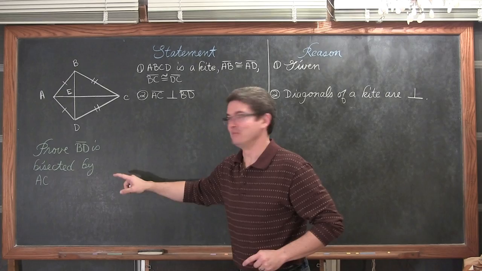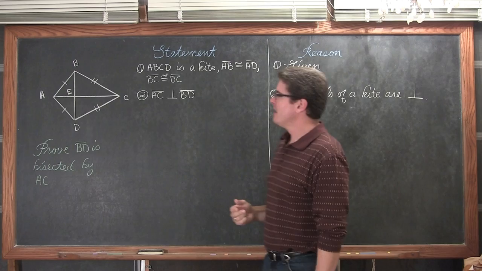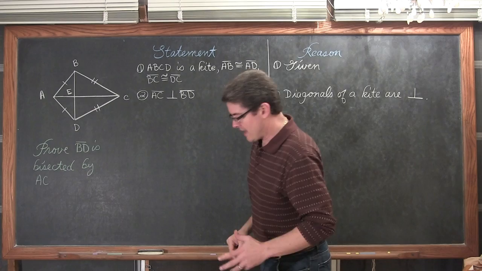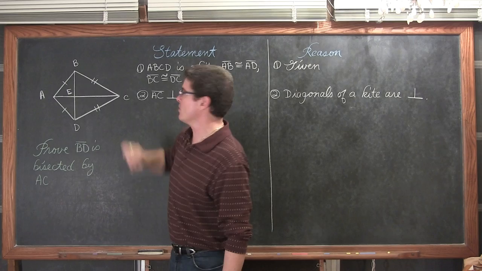Last example. We have a kite, kite ABCD, very original name, I know, and we're told that AB is congruent to AD and that BC is congruent to DC. I actually could have just given you this information and had you draw the diagram on your own. Okay, I want to prove that this diagonal that connects the vertices created by the congruent sides, or included, bisects this diagonal BD.